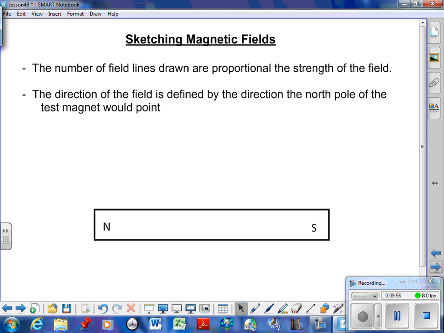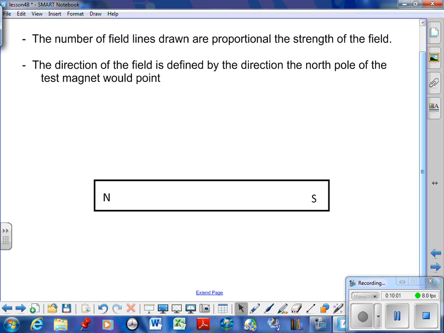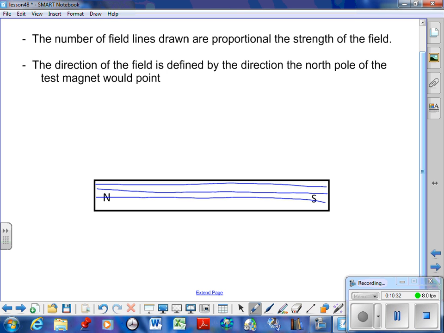So sketching magnetic fields, and this is where it's a little bit different. The number of field lines are proportional to the strength of the field, so we've talked about that previously. And the direction of field lines is defined by the direction the north pole of the test magnet would point. So our magnetic theory is that our magnetic force lines go from north to south. So inside the magnet, we will have parallel lines in here. See if I can draw them properly. And I'm going to draw 4.